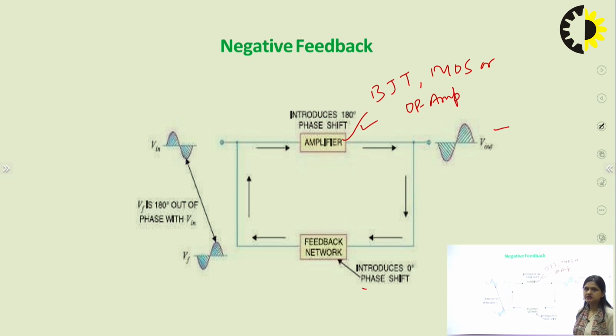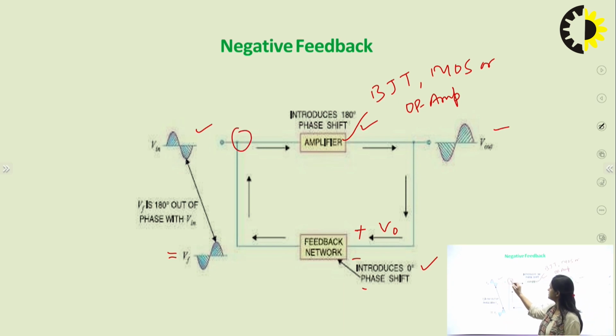If there is a 180-degree phase shift introduced by this amplifier, then a portion of this signal goes to the feedback network. Here this is the output. The output behaves like an input signal to this feedback network, and this feedback network produces another signal which is known as VF, feedback signal, feedback voltage. If the phase shift introduced by this feedback network is 0, that means the VF is in phase with the output signal and definitely out of phase with the input signal. So if we add this VF with Vin, definitely there is a minus sign over there because both the signals are out of phase. So this is the concept for negative feedback.